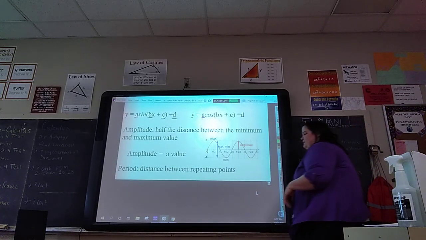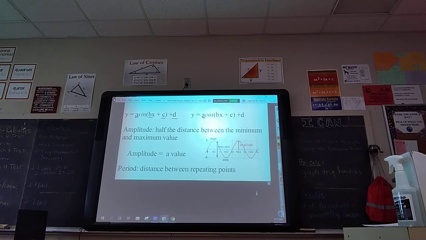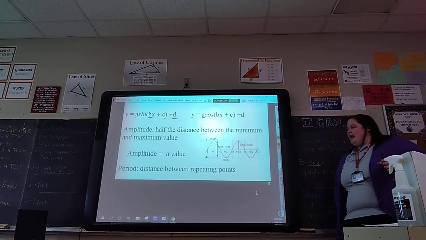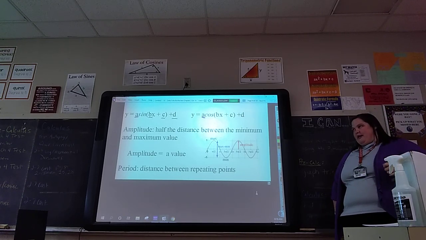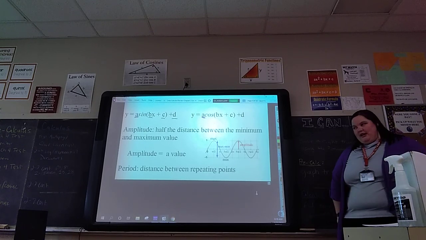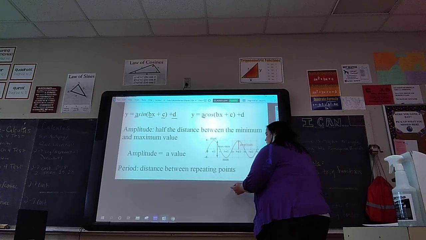Period, I talked about this a little bit, but I wanted to put the formal definition in there. It's the distance between repeating points. So it's how long it takes to repeat itself. Usually, on a typical sine graph with no numbers in it, it takes 2 pi or about 6 units before it can repeat itself. Now we can adjust that, and actually there's one number that you can use to help adjust your period. The basic period is 2 pi, and then we adjust based off of one number in the equation. That's actually the B value. So whatever the B value is will affect the period.